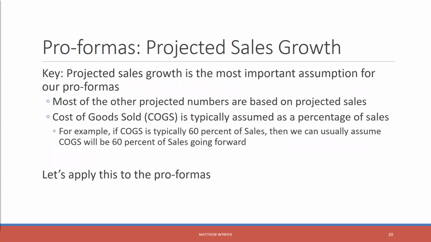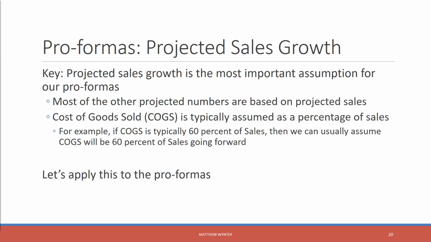So how do we do this? For your pro formas, you're going to have projected sales growth. The key is that it's going to be the most important assumption for any of the pro formas that we're going to make in this class. Most of our other projected numbers are going to be based on projected sales. So our cost of goods sold is typically assumed to be a percentage of sales, meaning that if my cost of goods sold this year was 60%, then I'm going to assume next year it'll probably be 60%.